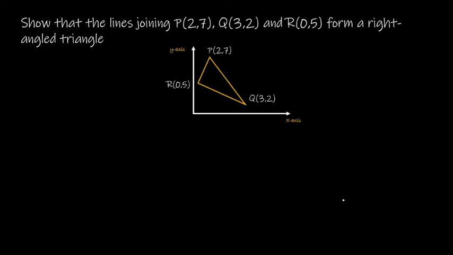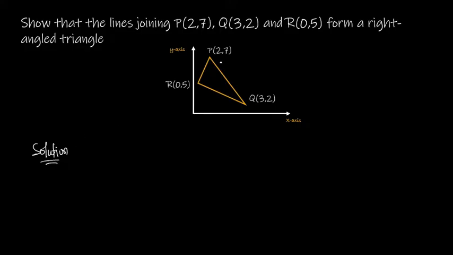Alright, let's have a look at another example. We have to show that the lines joining points P (2, 7), Q (3, 2), and R (0, 5) form a right angle triangle. Alright, so this is the diagram showing the points P, R, and Q, and then our axis. So let's look at the solution for this problem.